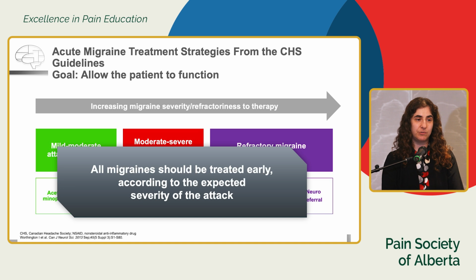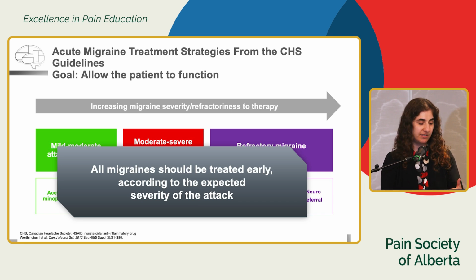So basically we use what's called a stratified care approach when we're treating migraine headache, which means that we basically match the severity of the headache to the appropriate medication that would be most suitable to treat that headache. So essentially, if you're dealing with a mild to moderate level headache, potentially over-the-counter analgesics like acetaminophen or ibuprofen or other NSAIDs might be suitable.